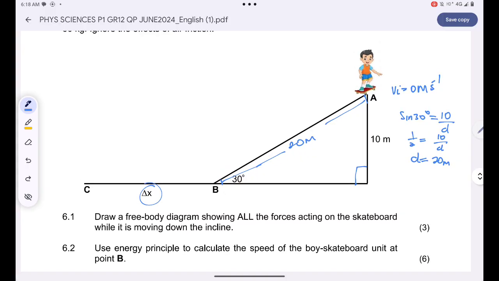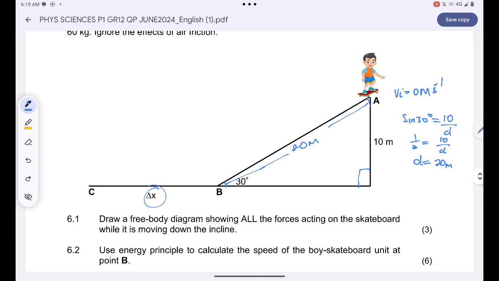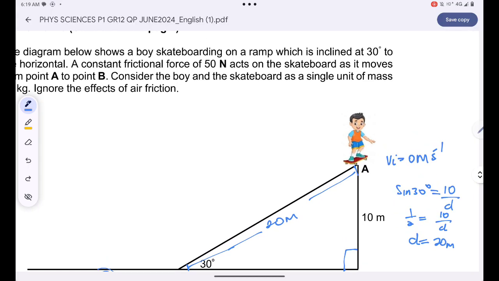Now they want us to draw a free body diagram showing all the forces acting on the skateboard while it is moving down the incline. The boy is on top of a skateboard and they both have a mass, so they do have a gravitational force. Both of them are on top of a surface, so they do have a normal force, which is always perpendicular to the surface, and then they do have a frictional force as well.